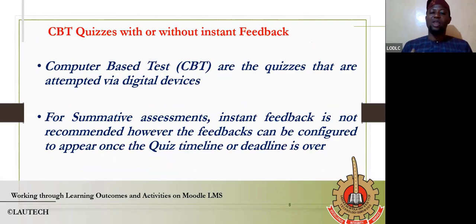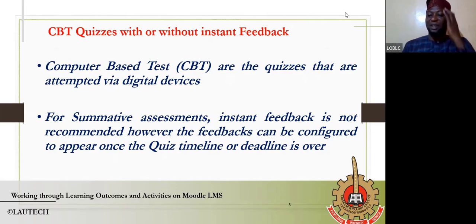Now, CBT quizzes with or without instant feedback. I explained something about CBT quizzes with instant feedback and CBT quizzes without instant feedback. When it is instant feedback, it is also termed formative assessment, because once the student picks a particular answer in the gamified quiz, the student will see the response immediately, whether the student is wrong or right. So that is an example of CBT quizzes with instant feedback. Computer-based tests are quizzes that are attempted via digital devices.